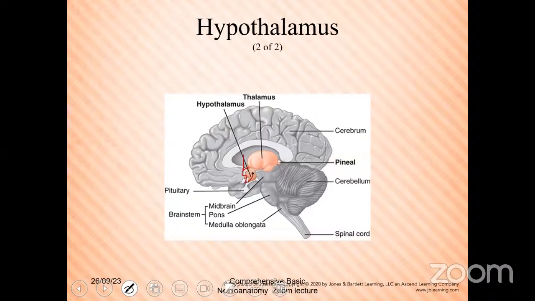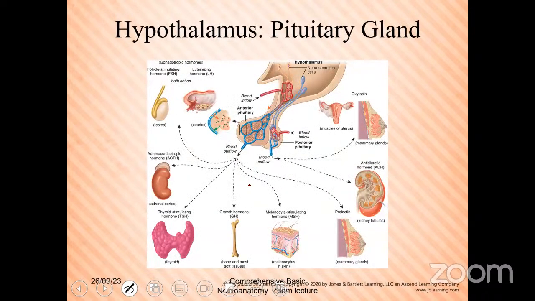You can see the midbrain, the pons, and medulla oblongata, and where the pineal gland is there, you can see. And the pituitary gland is here in this region. So this is the sagittal section. The hypothalamus and pituitary gland. Pituitary gland, as you know, has the anterior pituitary and the posterior pituitary.